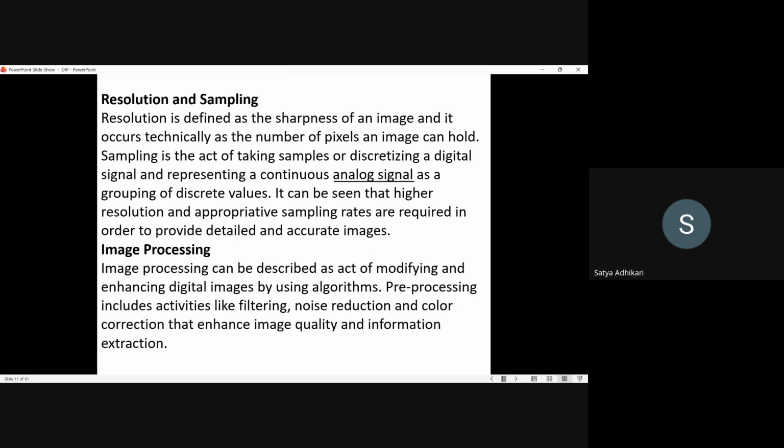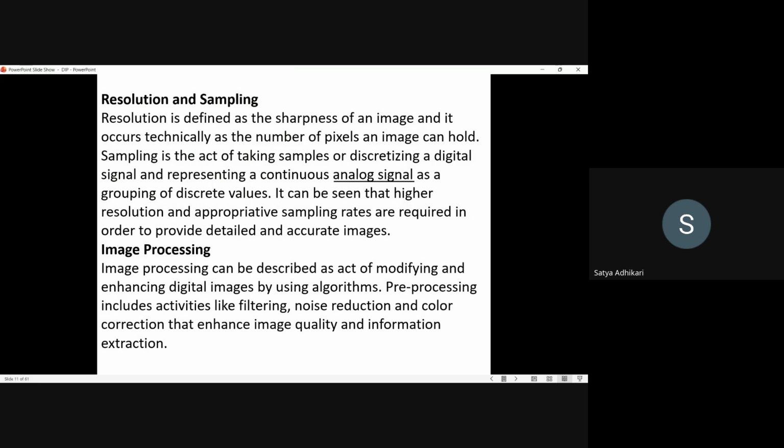Preprocessing includes activities like filtering, noise reduction, and color correction that enhance image quality and information extraction. So in image processing we use filters. Different types of filters we have discussed. The filter is used to enhance the quality of an image.